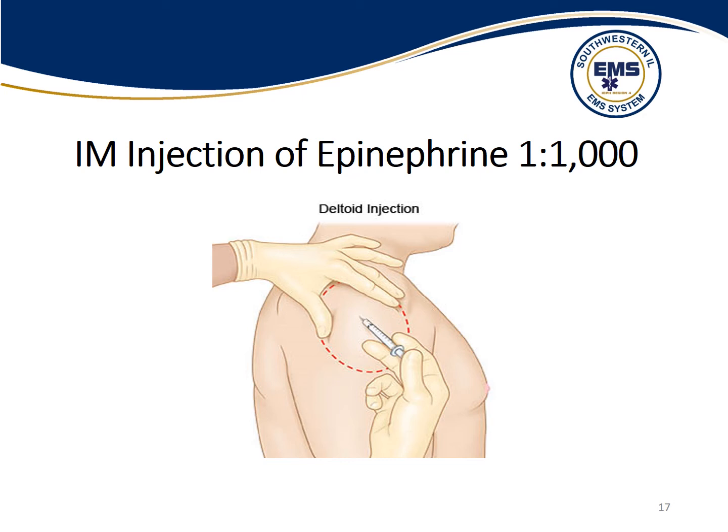Intramuscular injection of epinephrine 1 to 1000. Pictured below is the area of the deltoid muscle of the arm and a syringe being injected at a 90-degree angle into the deltoid muscle.